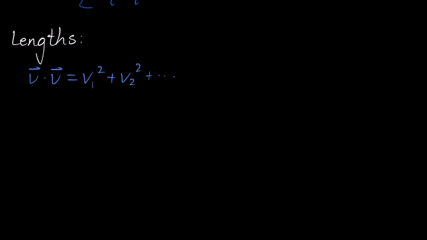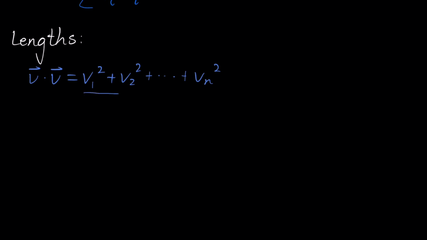Now, we're going to talk about lengths. A very important case is the dot product of a vector with itself. So consider dotting a vector v with itself, v dotted with v. First of all, we have to recognize that this is basically saying that we're multiplying each component by itself, which gives the components squared. So this is the sum of all components squared.